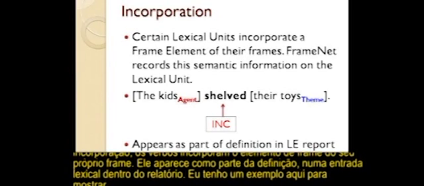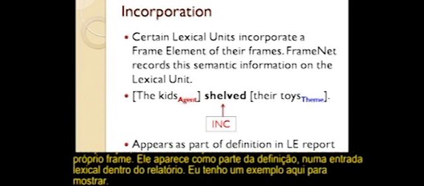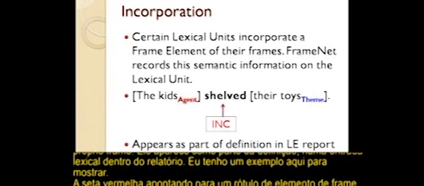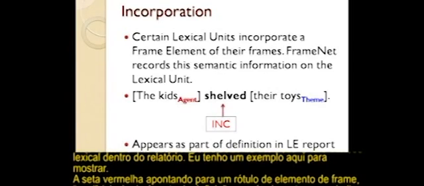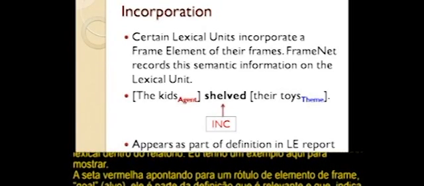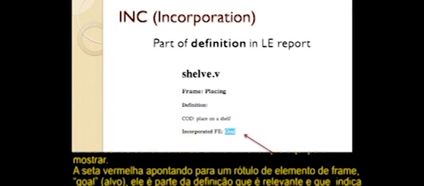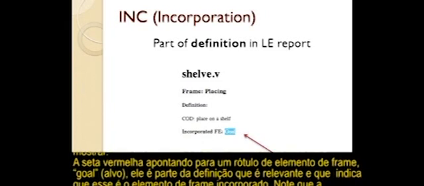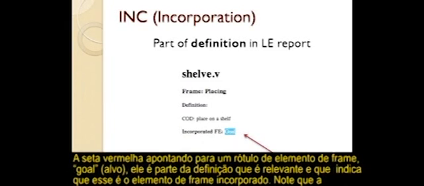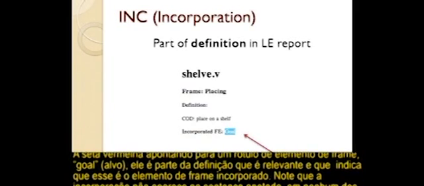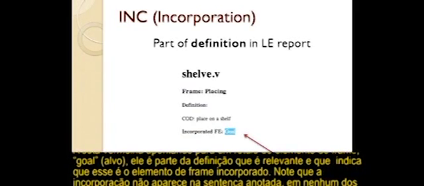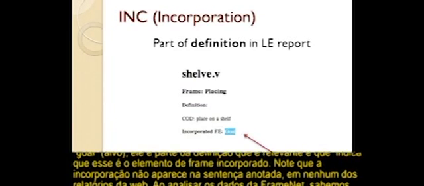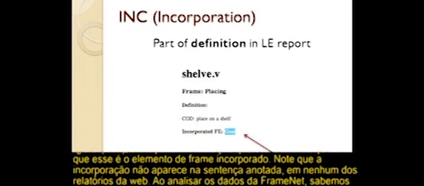Information about incorporation, about verbs that incorporate a frame element of their frames, appears as part of the definition in a lexical entry report. And I have an example of that. The little red arrow there points to a frame element label, goal, and the part of the definition that's relevant says this is the incorporated FE. Okay?